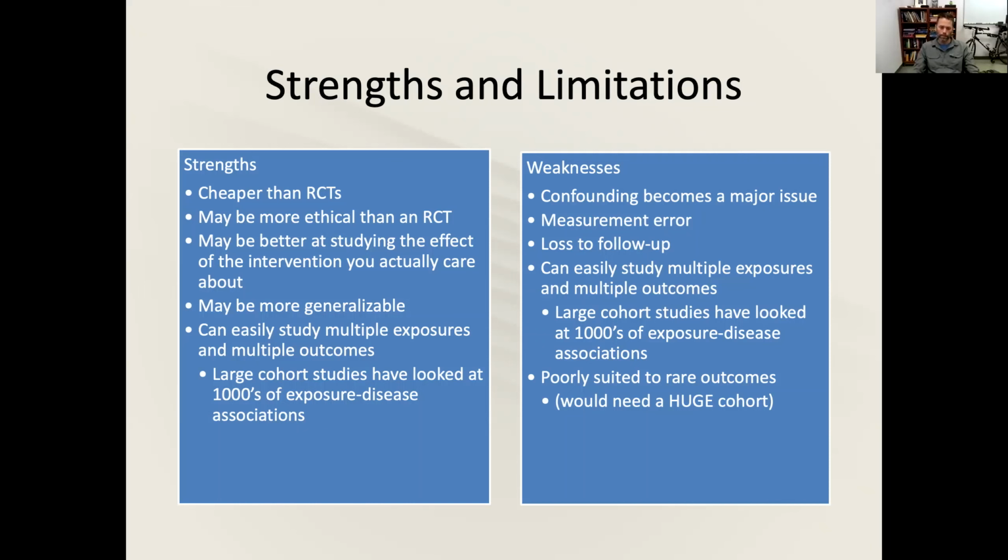Finally, cohort studies are not very well suited for rare outcomes. If you're thinking about an outcome that only occurs maybe in 1 out of every 10,000 people, you're going to need a huge cohort in order to actually study that outcome. It would have to be massive. And we'll talk about a study design that will get around that later on.